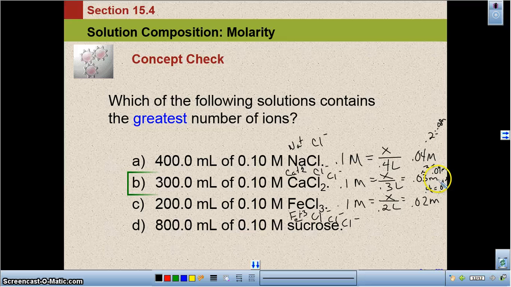So the one that's going to have the greatest number of ions, like this already starts to show, is going to be B, which is the 0.09 moles of ions.